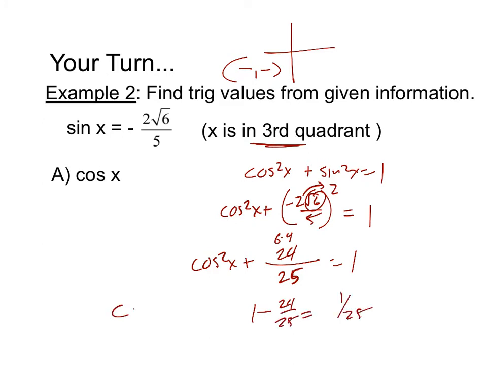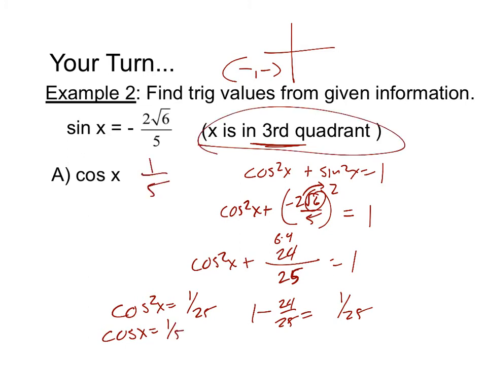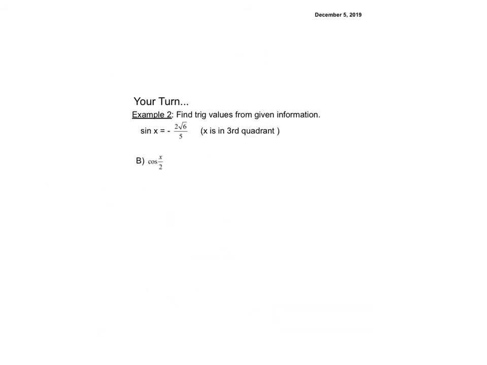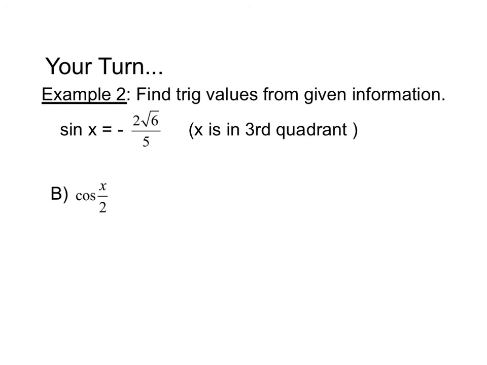So the cosine squared equals 1 over 25. So cosine is just going to be 1/5. Except it's in the third quadrant, so it's got to be negative 1/5. So I've got negative 2 square root of 6 over 5, and then negative 1/5. So you've got this.